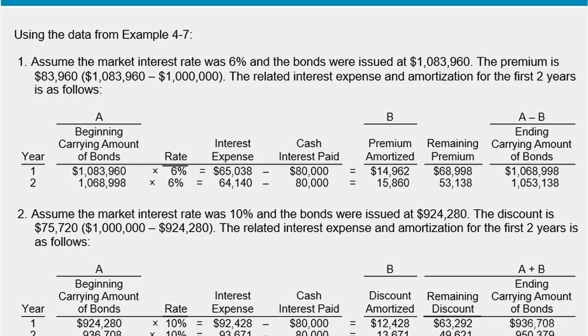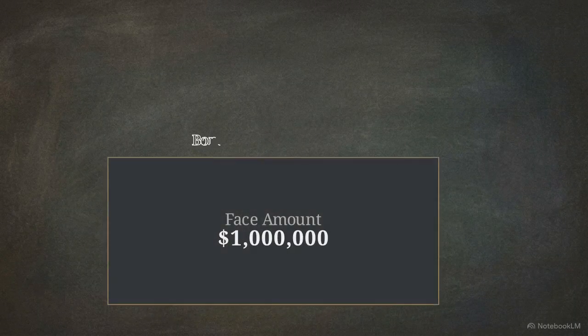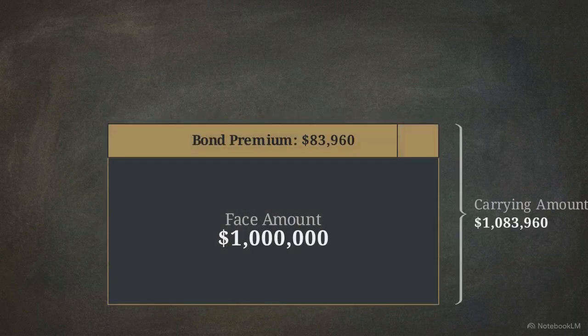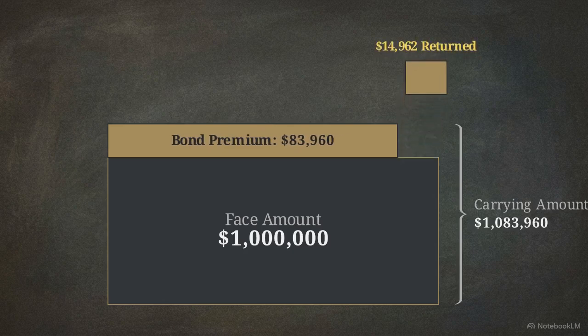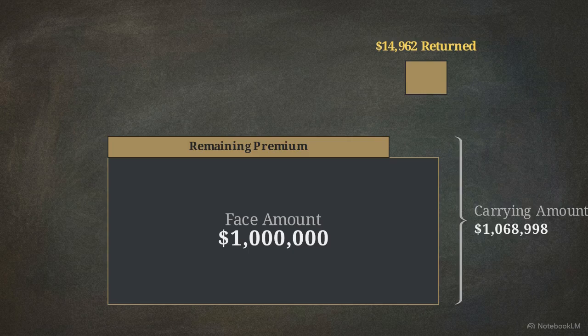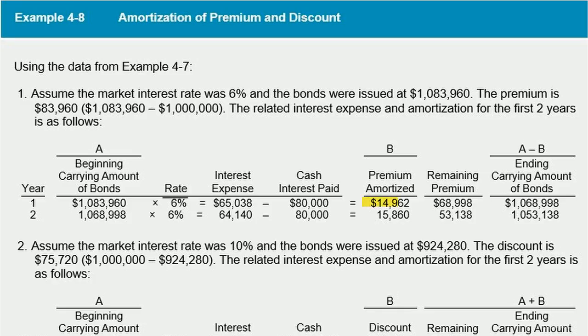Now compare that calculated expense to the actual cash leaving the company's bank account. Based on the rigid terms of the bond contract, they must pay investors a flat $80,000. Taking the difference between the $80,000 in cash paid and the $65,000 true expense leaves us with $14,962. This difference is the premium amortized. It acts as a mechanical correction factor. Since the investors overpaid up front, this $14,000 is effectively returning a portion of their original principal.